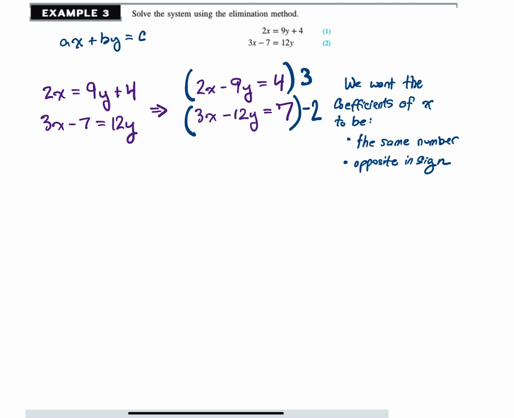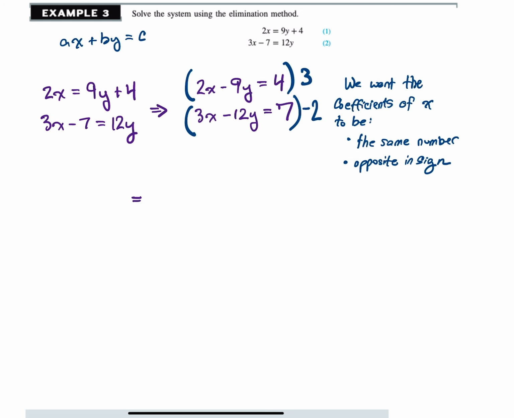So really I'm taking the number from the second equation and multiplying it on the first one. And I'm taking the number from the first equation and multiplying it on the second one. That will force the number to be the same. And then I make one of them negative. So I'm choosing a negative 2 so that one will be positive and one will be negative.